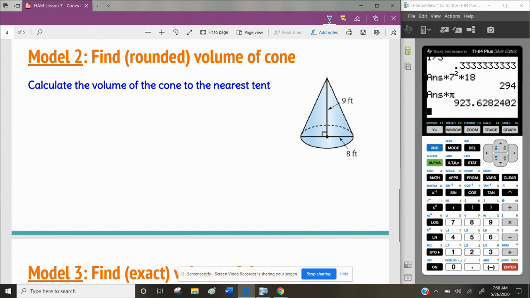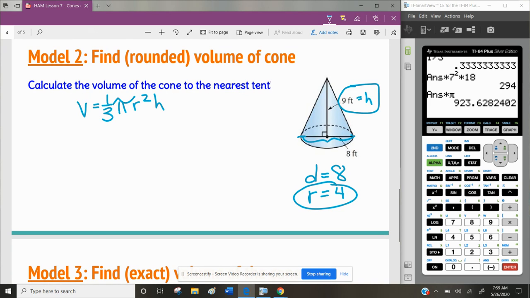So we'll do two more models, one with each. So find the rounded volume of the cone. Pause the video here, try it on your own, and then check the answer when you're done. So V equals 1/3 times pi r squared h, which is our formula. Here I have a distance from one edge of the circle to the end, passing through the center. So that's a diameter of 8, meaning we're going to have a radius of half of 8, which is 4. And our perpendicular height here is 9. So those are the values we're going to substitute into the formula.